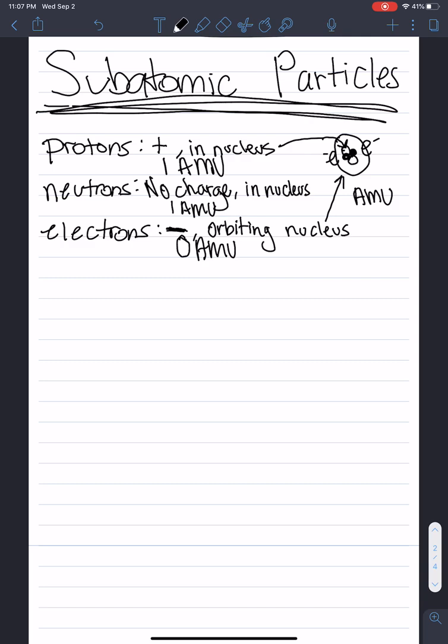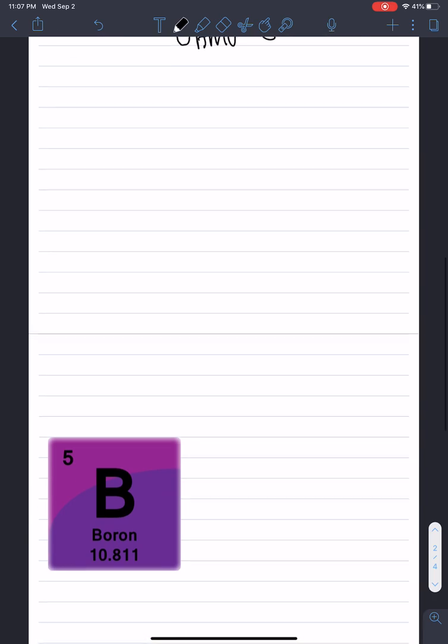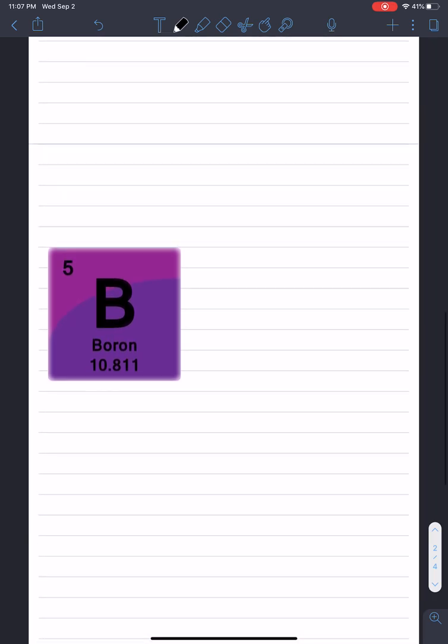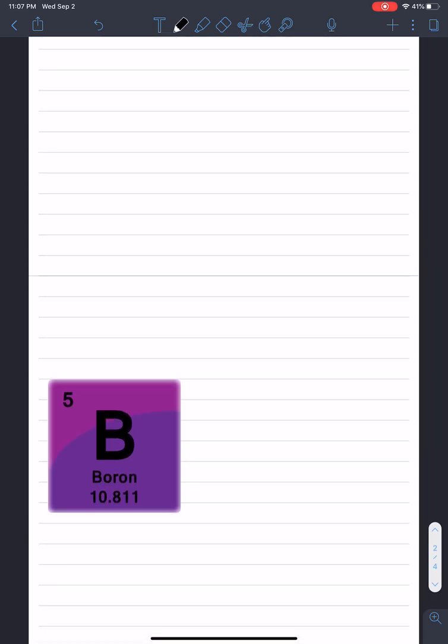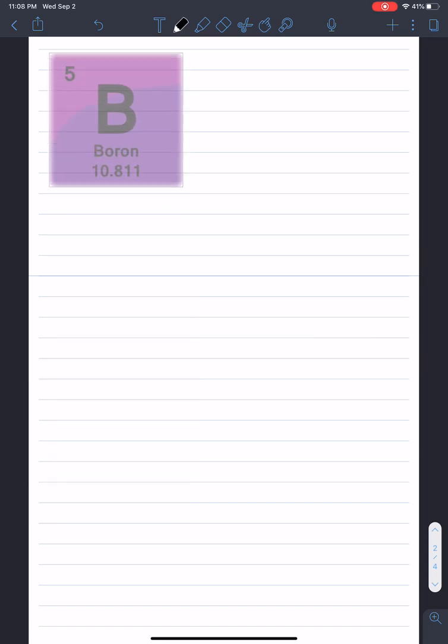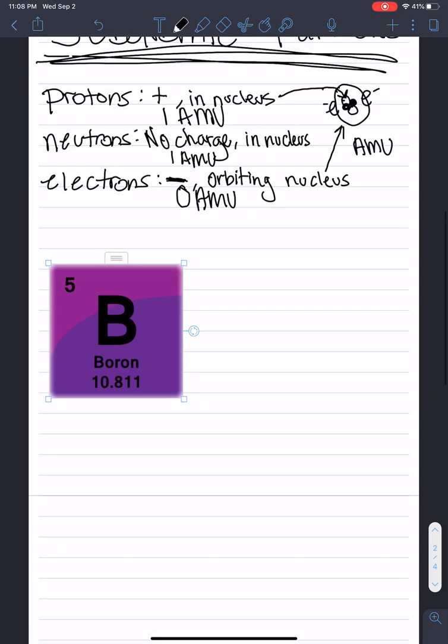All right, now that we know what these subatomic particles are, we're going to actually figure out how we can find out how many are in each element. All right, so I'm going to scroll a little bit, and you're going to see that we have boron here. All right, let me try to move this up, if it will let me, so we can kind of look at our notes as we go.